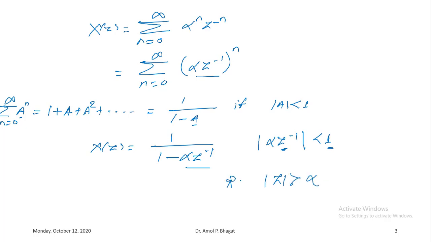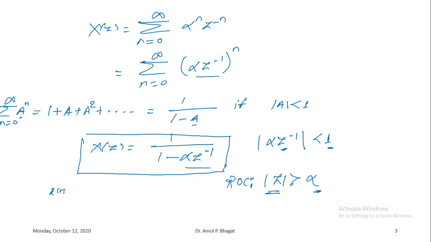So this will be the ROC, because the values of z will be greater than alpha in this case. This is the required Z transform of the signal x of n is equal to alpha to the power n u of n, which is the given signal in the example. Its Z transform will be X of z is equal to 1 upon 1 minus alpha z inverse.